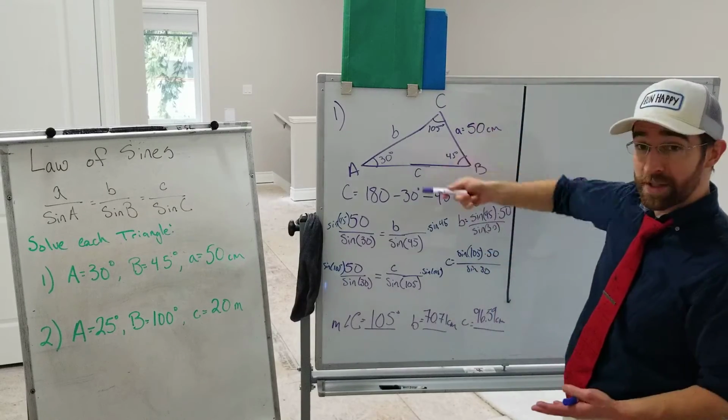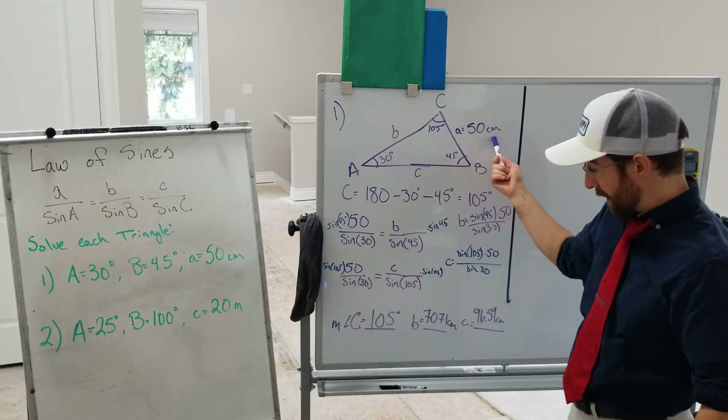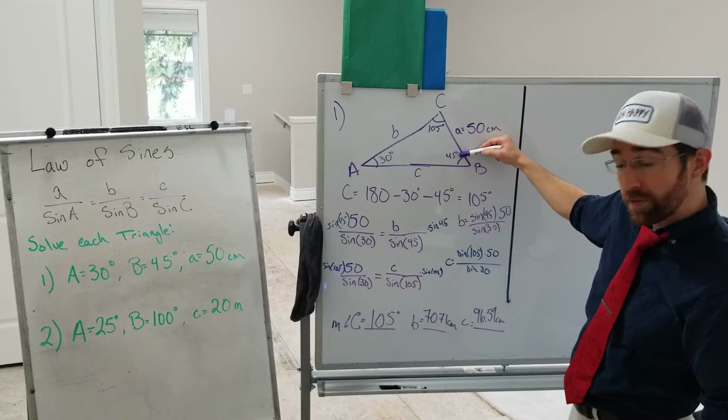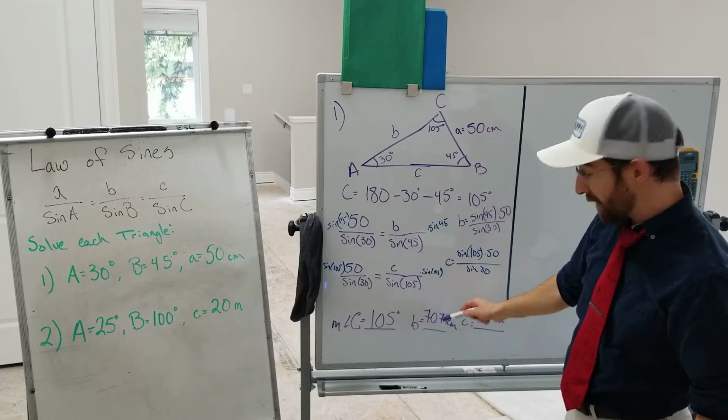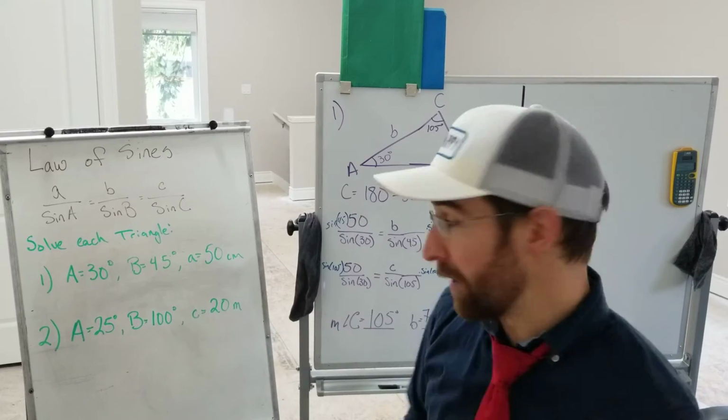Now, we can double check that this looks correct because the biggest angle, C, is opposite the biggest side. The smallest angle is opposite the smallest side. The middle angle, this 45 degrees, is opposite the middle side, that 70.71. So it at least lines up that way for what we know about triangles.